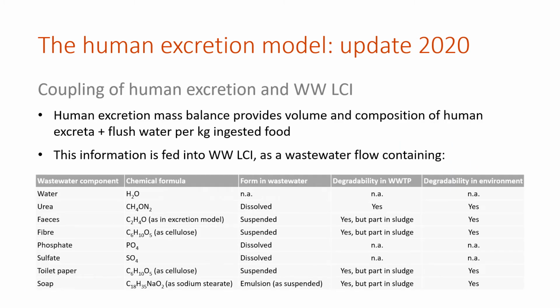So how do we couple the human excretion model and wastewater LCI? And this is done first of all with the mass balance calculated by the human excretion model, which gives us a quantification of the amount of water and human excreta that is produced in a certain country per kilo of ingested food. And this information is then automatically fed into wastewater LCI, where this human excreta diluted in water is broken down into 8 components that you see here in the table.